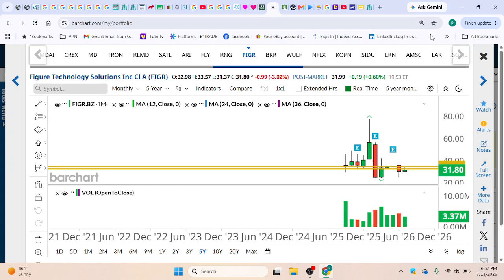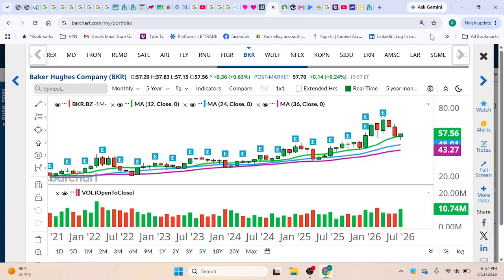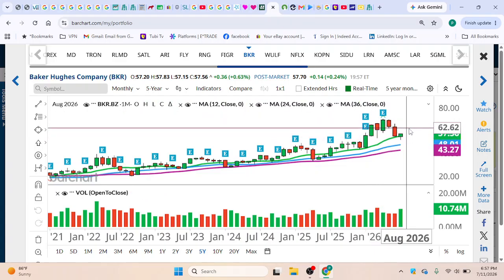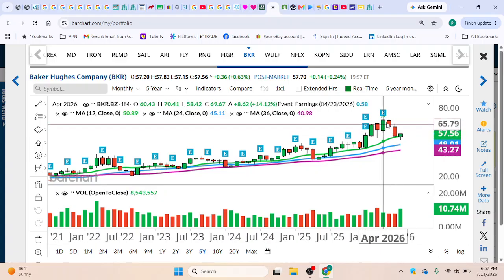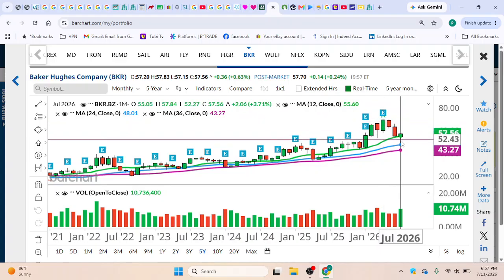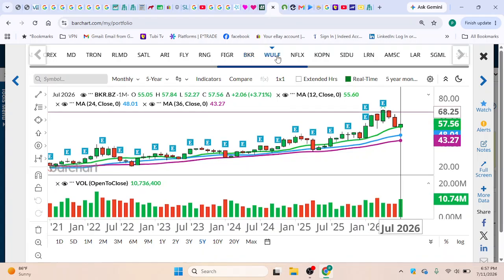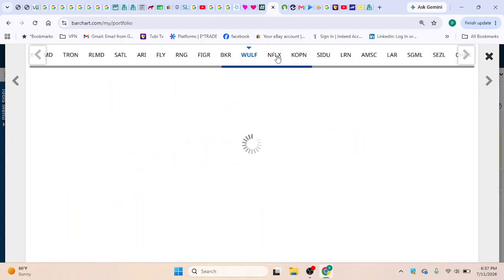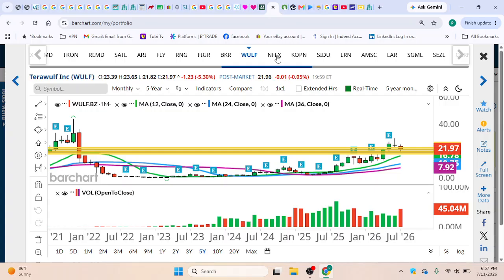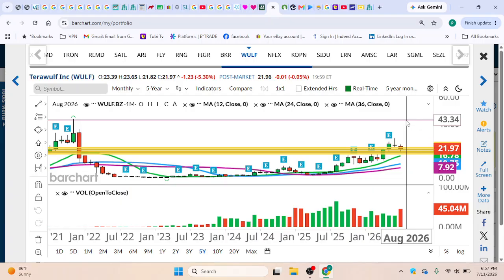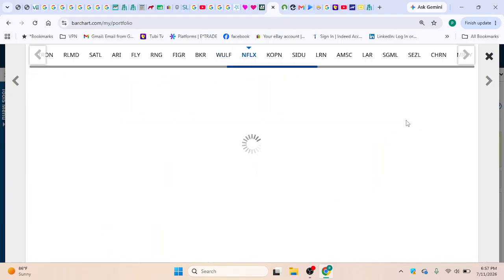Figure Technology, no, that stopped me out. Baker Hughes, which is like an oil service company, made new highs, is pulling back. It looks like it could possibly give us a buy setup on the monthly chart. We'll see if that plays out, but that is a possible idea going forward. Not a big oil stock guy. Wolf stopped me out. Looked like it was moving up the right side. It did stop me out. That has to prove to me it can get back in an uptrend.